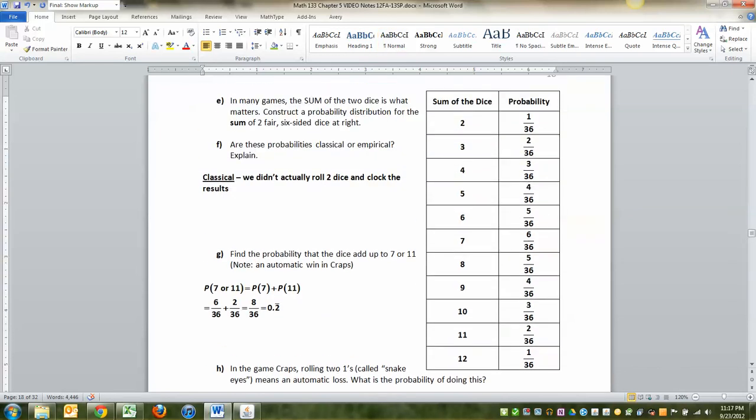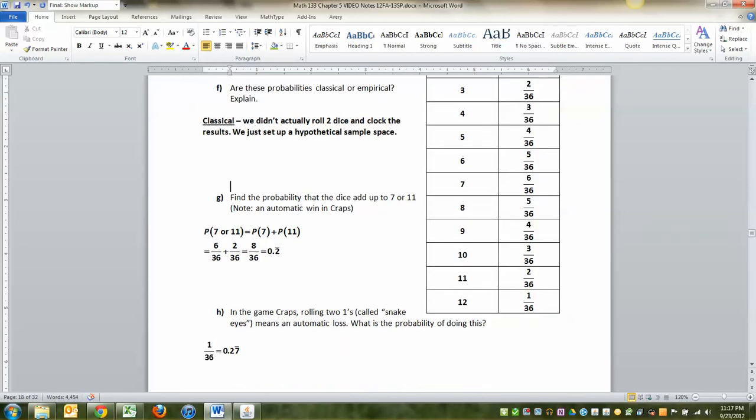All right, so are these probabilities classical or empirical? Oh, they're classical, right? We didn't roll any dice and record the results. We just set up a hypothetical sample space, right, and worked from there.